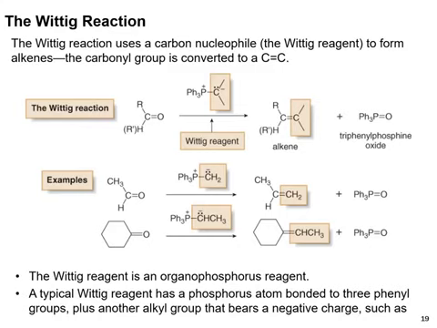The Wittig reagent is an organophosphorus reagent. A typical Wittig reagent has a phosphorus atom bonded to three phenyl groups plus another alkyl group that carries a negative charge, as you can see in our example above. Phosphorus is already attached to three phenyl groups, and the fourth one is the alkyl group. The fourth one, which is attached, will act as the alkyl group, as the nucleophile.